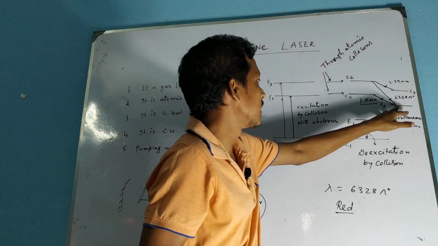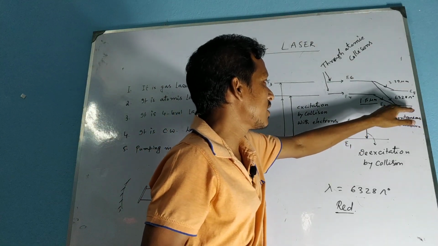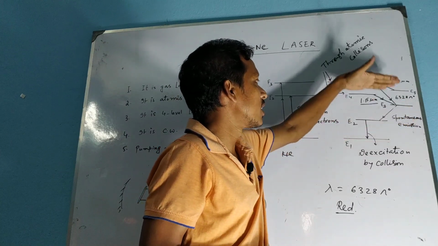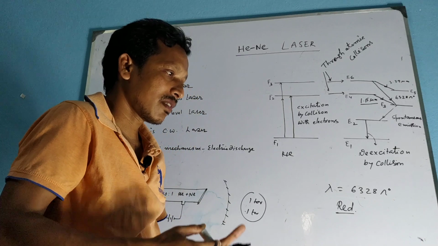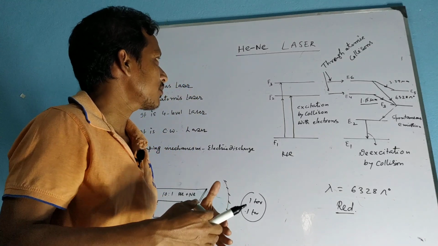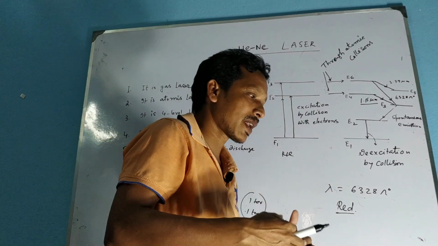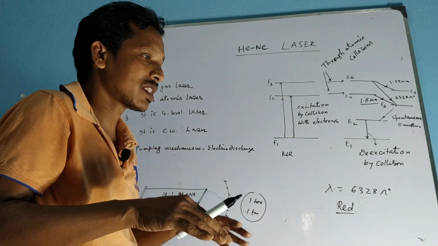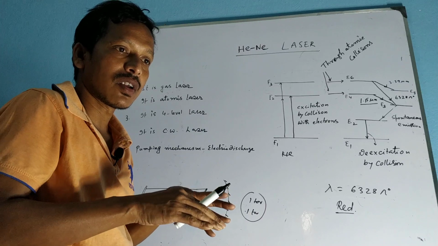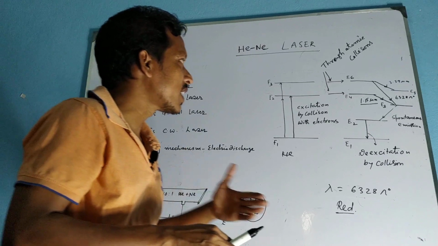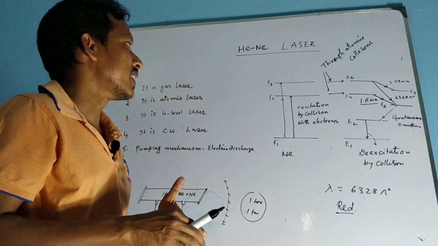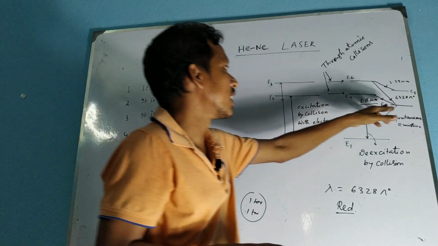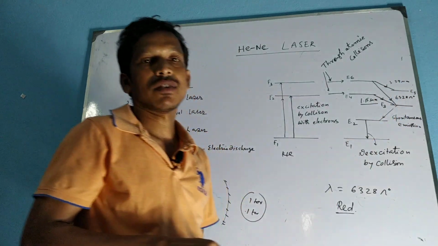And this is the last lasing level, and it is not the ground state. So we continuously pump the neon atoms and maintain the population inversion at all times. So we get continuous laser light from the helium neon laser. It is a continuous wave laser because the last lasing level is not the ground state.